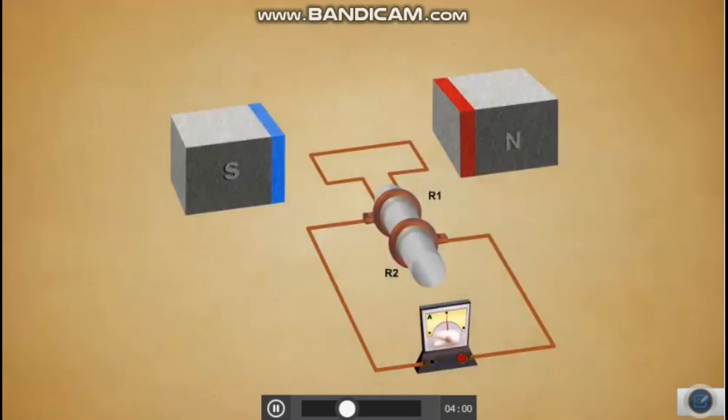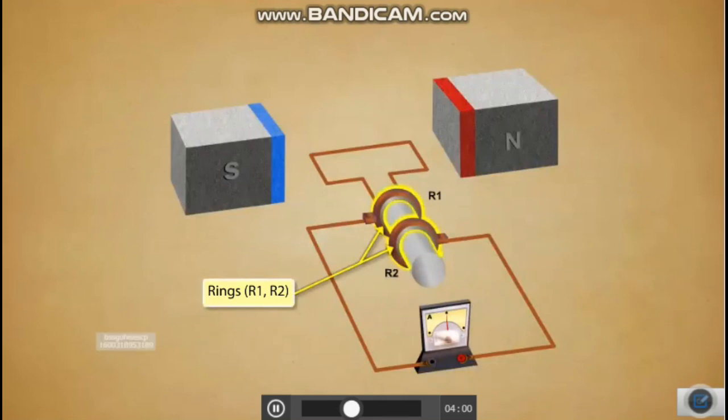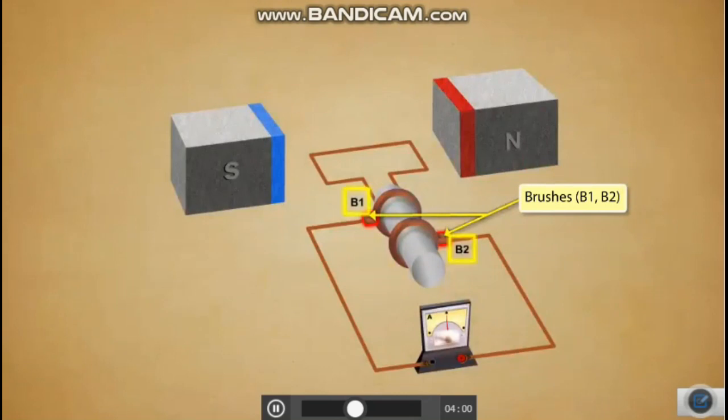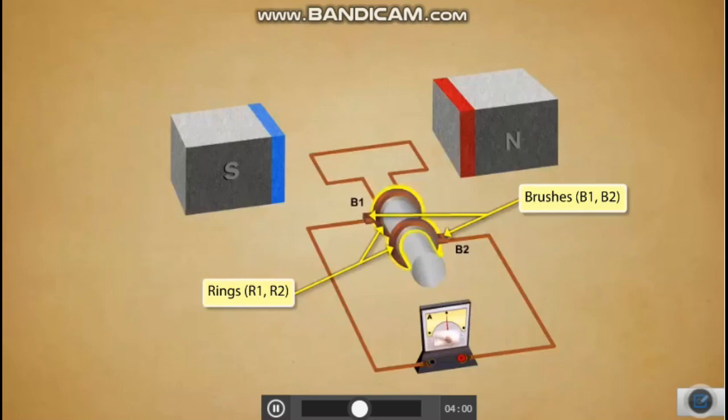The two ends of the coil are connected to two separate rings attached to an axle. The inner sides of the rings are insulated from each other and the axle. Two conducting stationary brushes B1 and B2 touch the external conducting edges of the two rings. These brushes are generally made of carbon or copper.